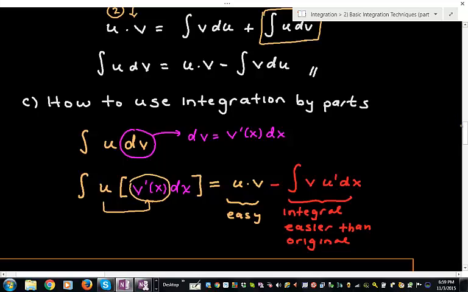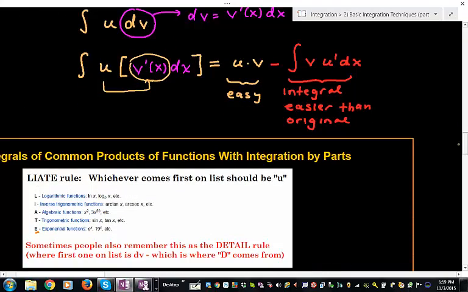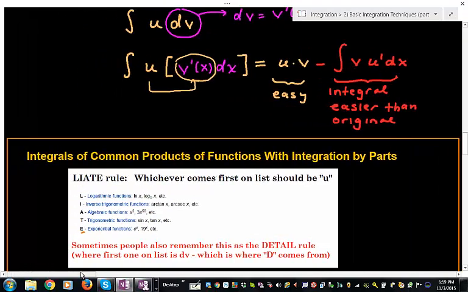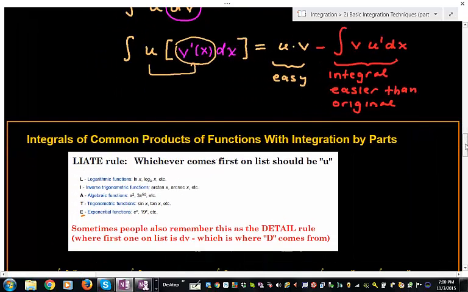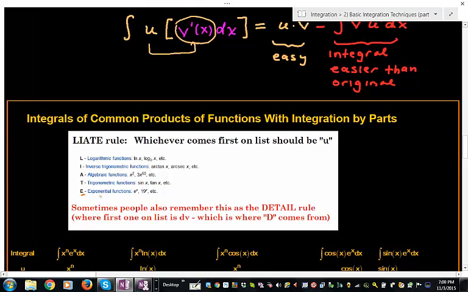Then we should be able to use integration by parts successfully. Now this kind of raises the question: what should u be, what should dv be? And fortunately, there's a really nice set of rules we can use. These are some functions that we can order. This is called the LIATE rule. And it says whichever function comes first on this list should be u.